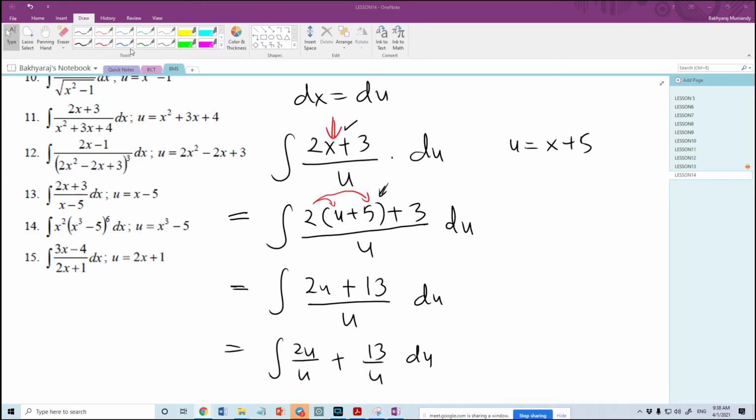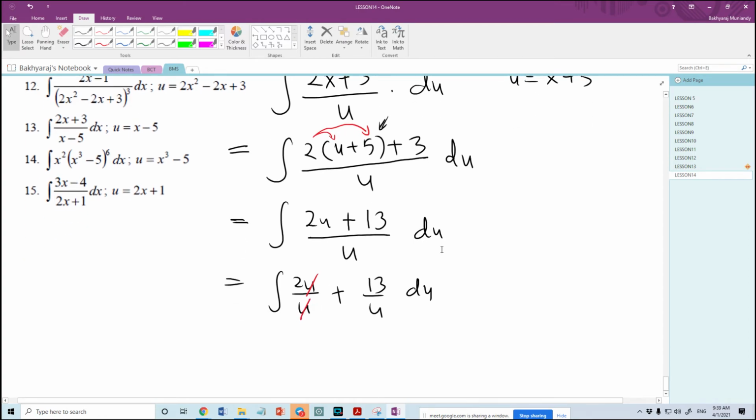Then we can cancel also the u. Ni boleh cancel lah. You just cancel this u. So once you cancel, you'll get, integrate 2 plus 13 u negative 1 du. Tak boleh. 2 tak boleh pergi depan.